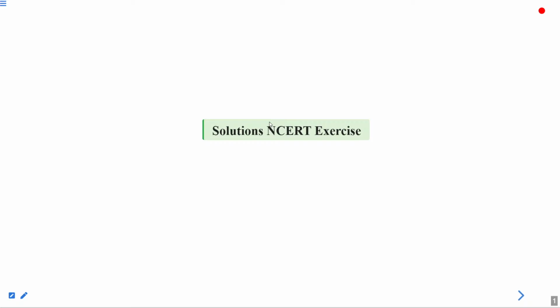So this was our theory part. Now we will see some exercise questions of the NCERT. Okay, now we will do some NCERT exercise of the chapter solutions.